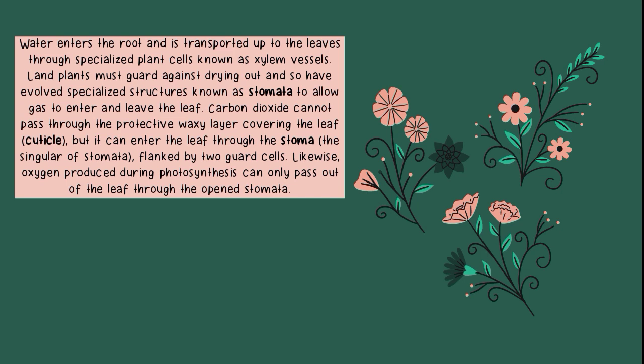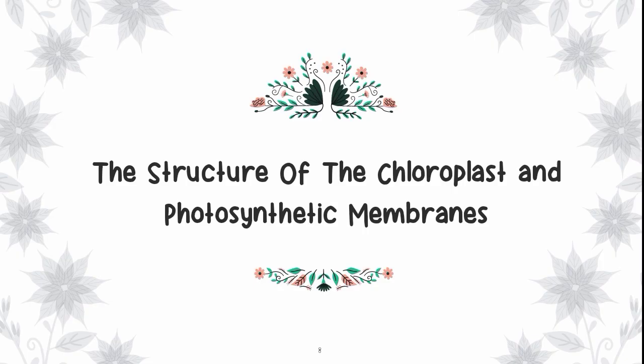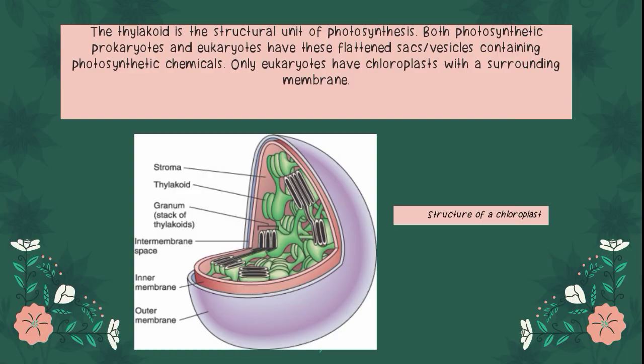The structure of the chloroplast and the photosynthetic membranes. The thylakoid is the structural unit of photosynthesis. Both photosynthetic prokaryotes and eukaryotes have these flattened sacs or vesicles containing photosynthetic chemicals. Only eukaryotes have chloroplasts with a surrounding membrane. So this is the structure of a chloroplast.